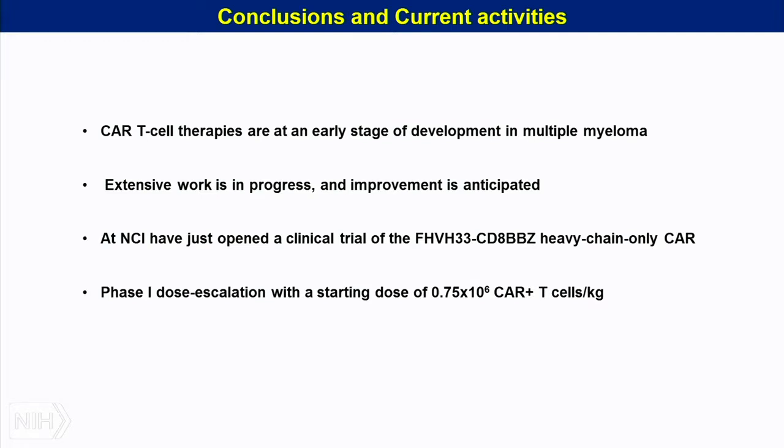So this is just kind of an introduction to what we're doing currently. CAR T cell therapies are all at an early stage of development for multiple myeloma. So there's a huge amount of progress that can be made, a huge amount of more work that we'll be doing. Improvement is anticipated. We just opened up a clinical trial. We treated the first patient last week on a trial of this FHBH33CD8BBZ heavy chain only CAR. We'll start treatment on the next patient tomorrow. It's a dose escalation trial with a starting dose of 0.75 million CAR T cells per kilogram.